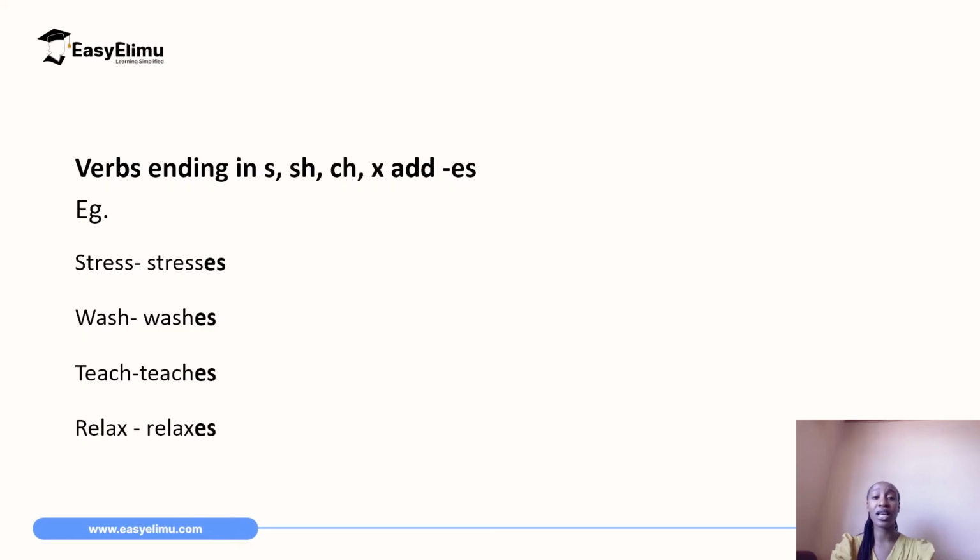For the verbs that end in an s, sh, ch, or x, we add an es to the base form of the verb. So for example, you say, she teaches, he washes. So just the verb as it is, then you add es. He relaxes, it relaxes.